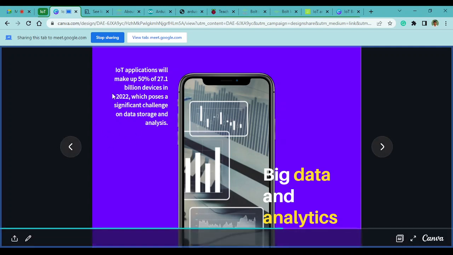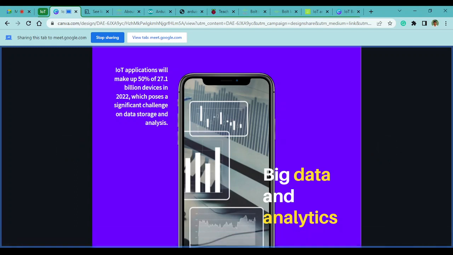It's also estimated that around 50% of the 27.1 billion devices in 2022 pose a significant challenge on data storage and analysis as well. So the bigger the data, the more challenges we have, like how should we store this huge amount of data, and so on and so forth.